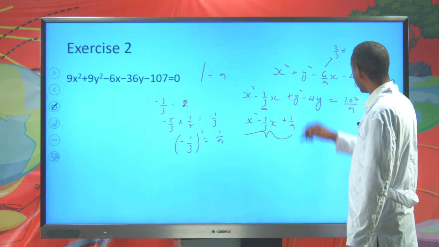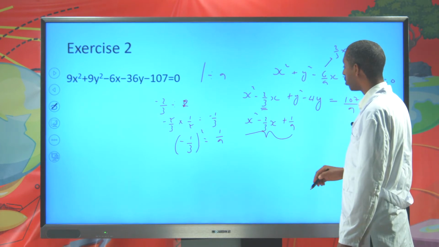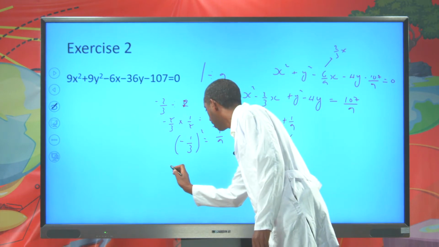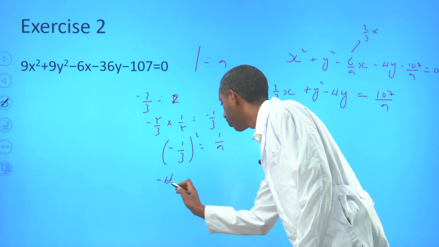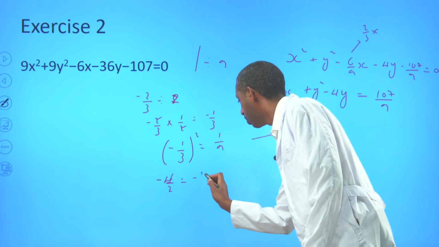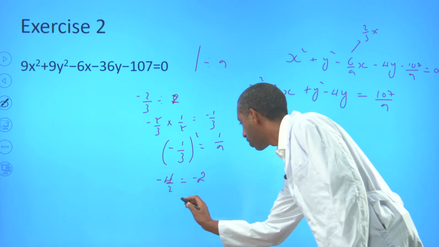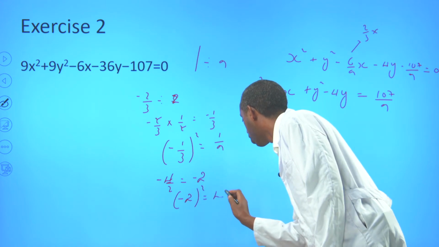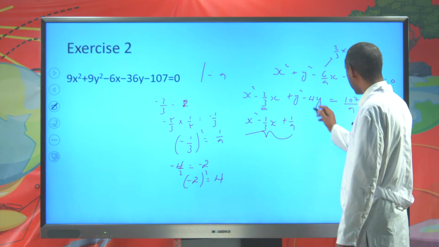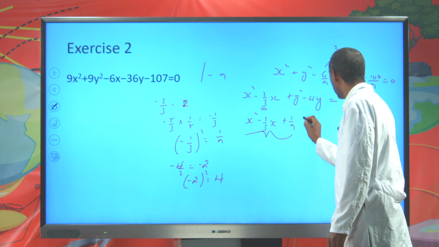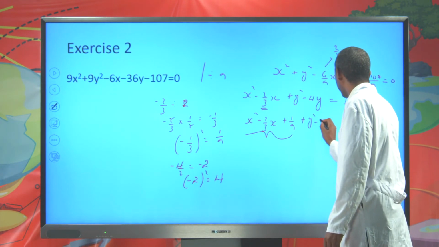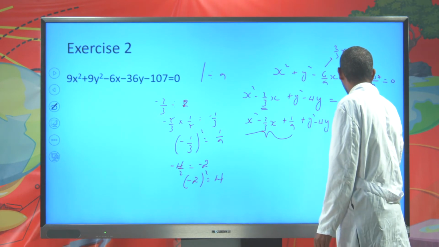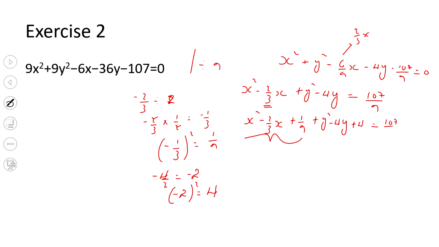And again, let's divide minus 4 by 2. I am still using the completing the square method for y. Minus 4, divide this by 2, which gives you negative 2. Then square this. It gives you positive 4. Then this expression becomes plus y squared minus 4y plus 4 equals 107 over 9.